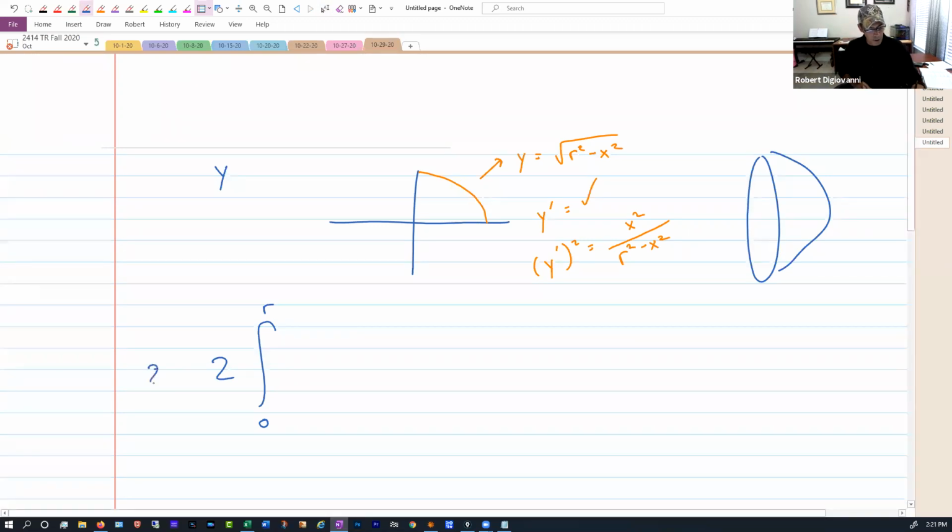But then I'm also going to put a 2 pi out here. Why am I going to put a 2 pi? It's part of the surface area formula, right? I'm also going to put an r out here. Why am I going to put an r?